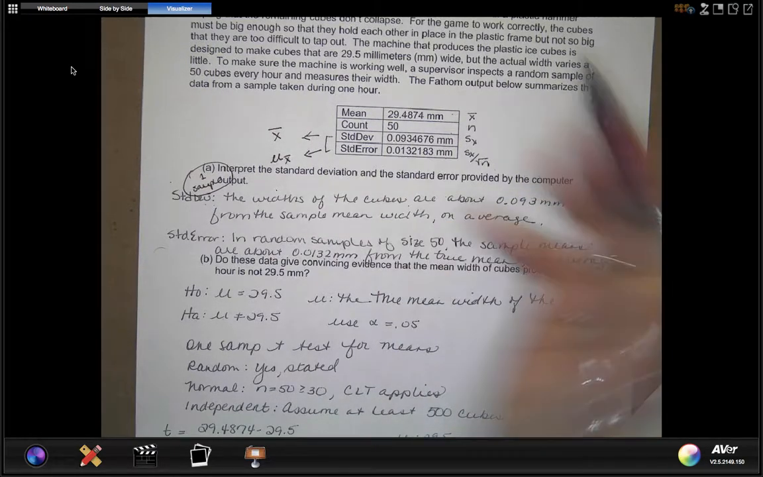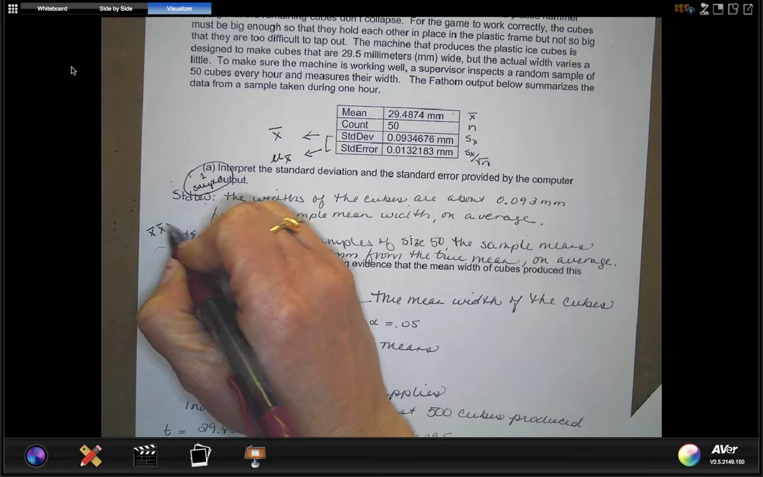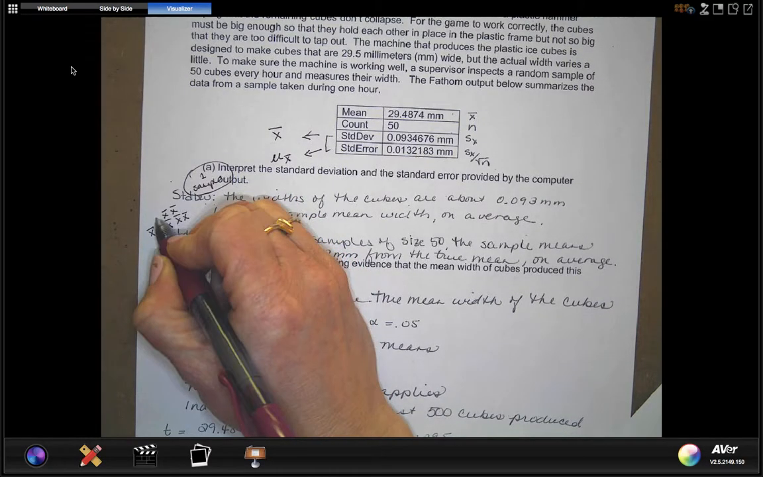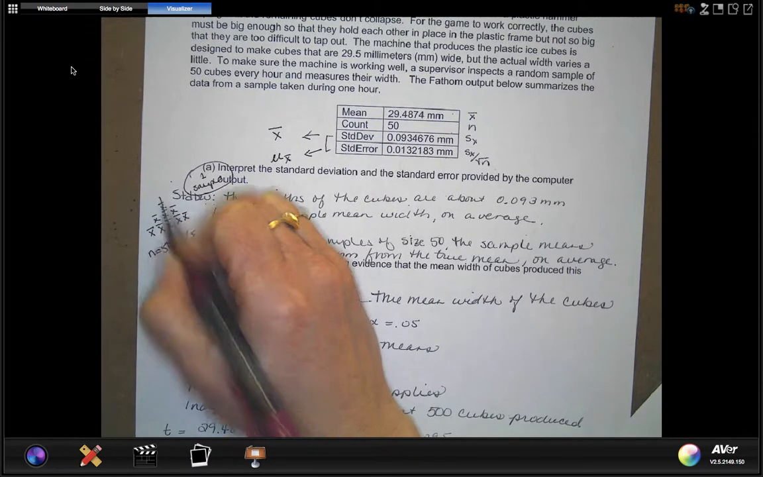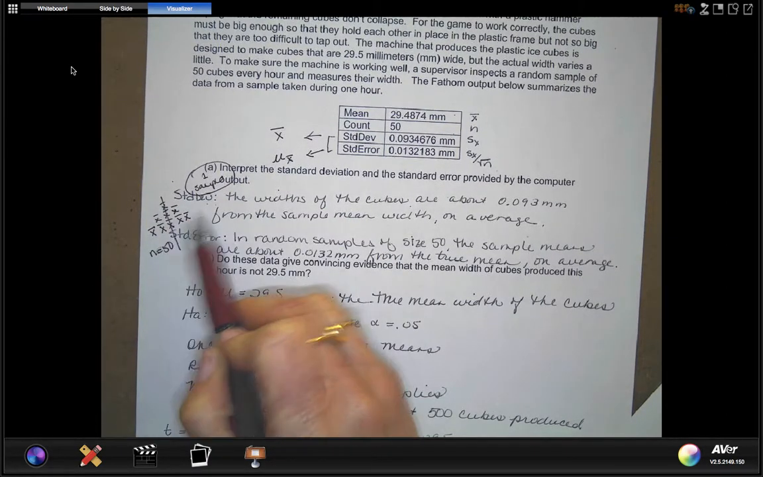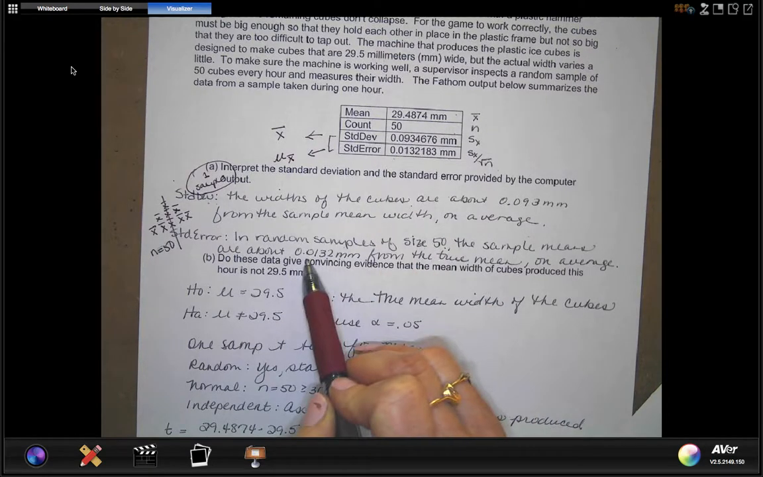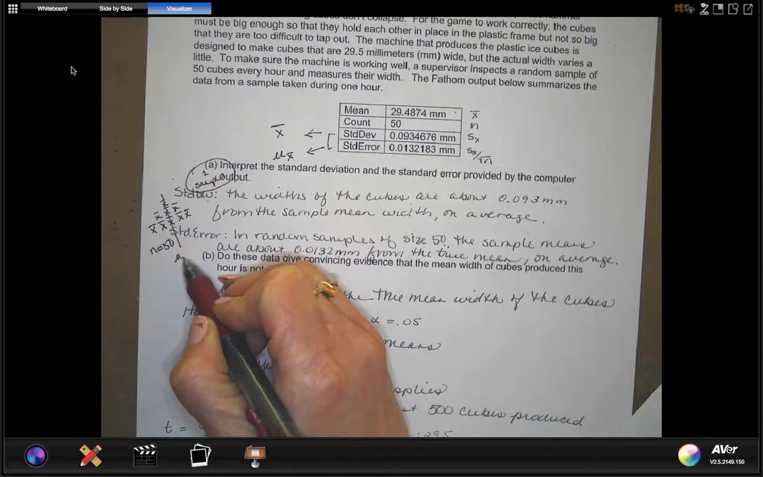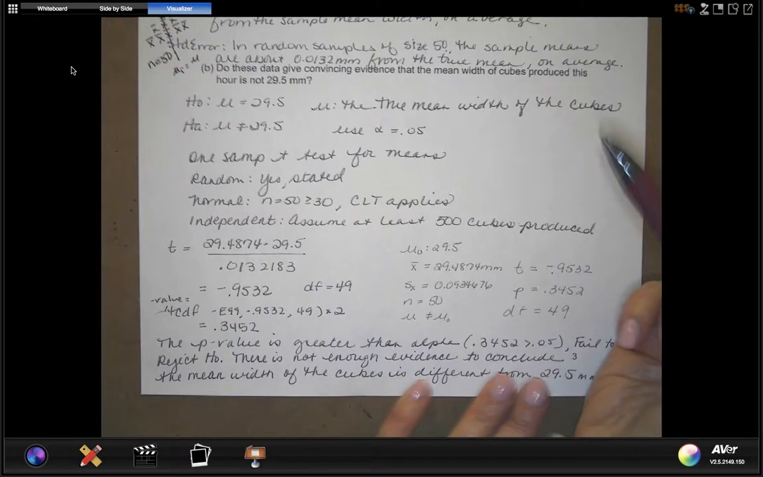The standard error, I'm talking about all the x bars that I could have from all samples of size 50. And how far away are all those x bars from the mean of all them? So in random samples of size 50, the sample means are about 0.0132 millimeters from the true mean on average. Remember, the mean of all the sample means is going to be the true mean. Okay. All right, down here.